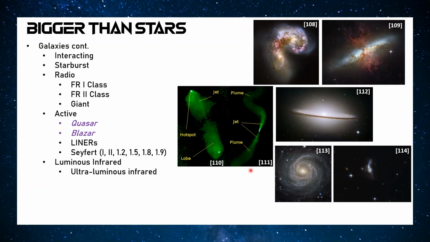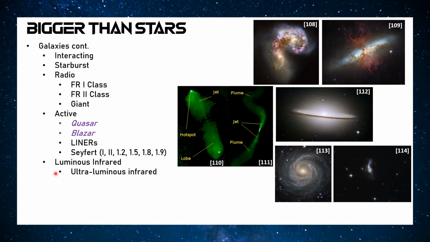Whereas FR2 are the most common kind. They have large-scale structures called lobes. And there's an example here. You see they're much more lobey than the plumes. And you can have giant radio galaxies when radio emissions extend to huge scales, like megaparsecs, over 3 million light years long.